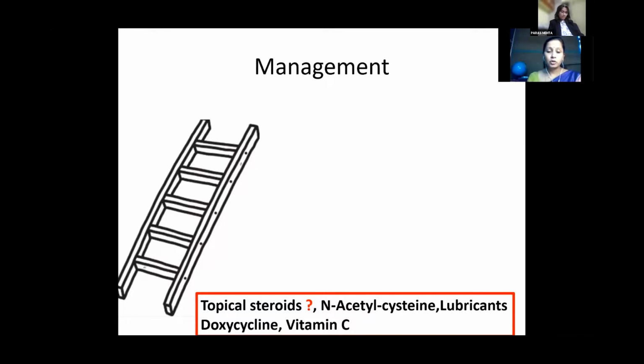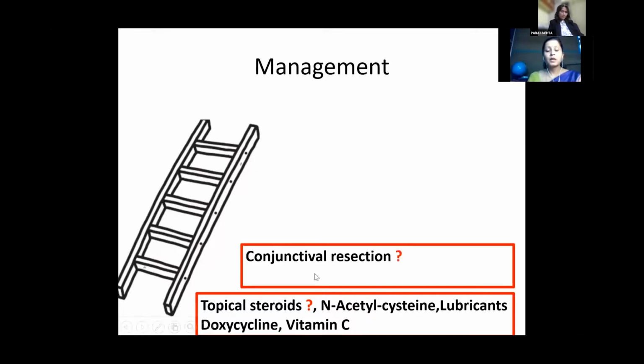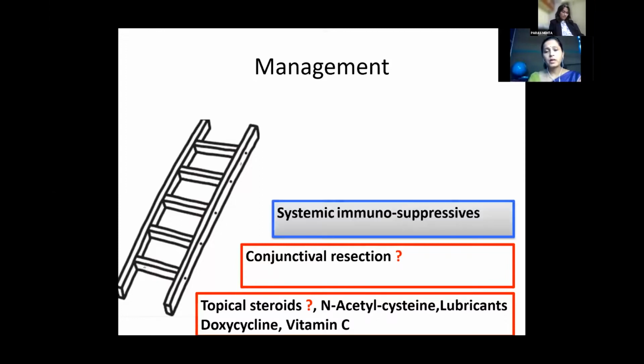N-acetylcysteine and medroxyprogesterone drops can be given. Collagenase inhibitors like doxycycline and vitamin C. Conjunctival resection has a role to play in the case of Mooren's ulcer, but in the case of PUK it has not been very well established. But if there is extensive corneal melting, this can be tried. Systemic immunosuppressives are the mainstay of treatment.